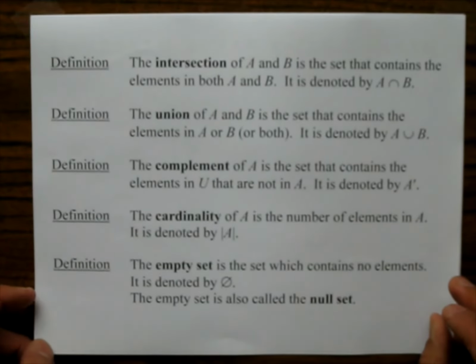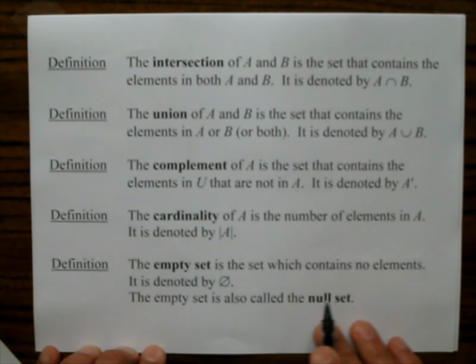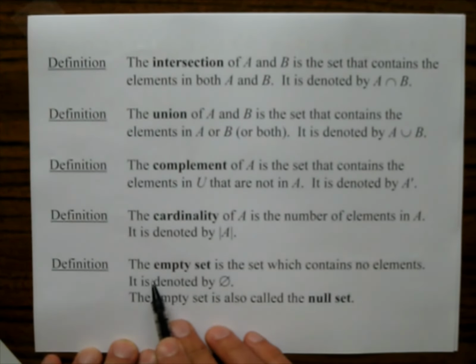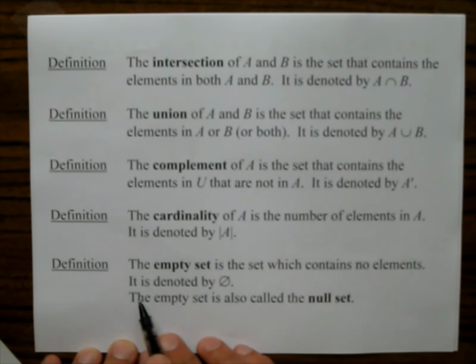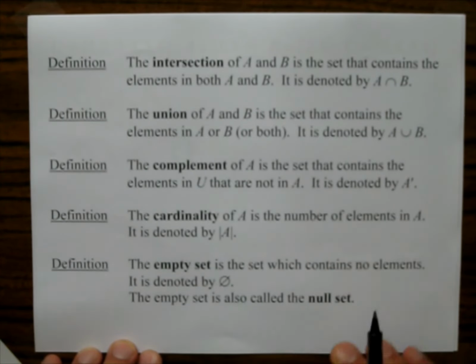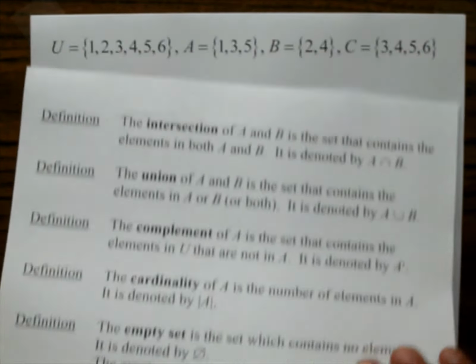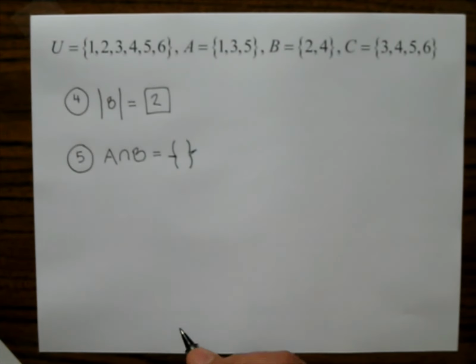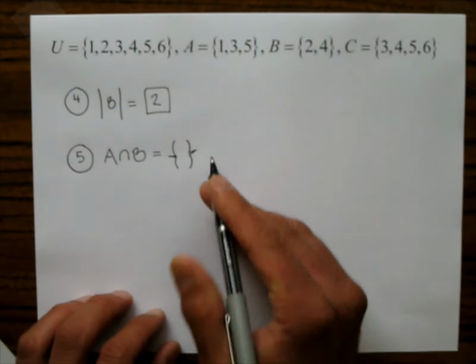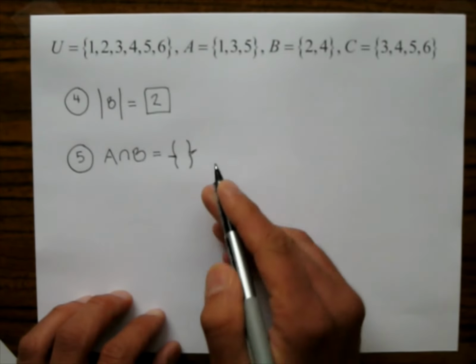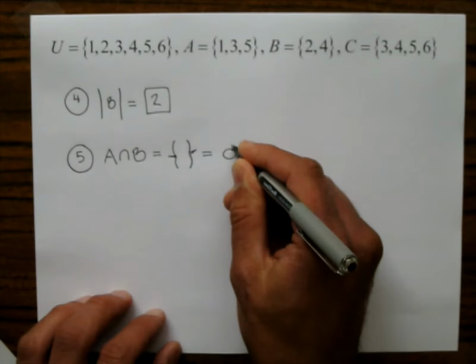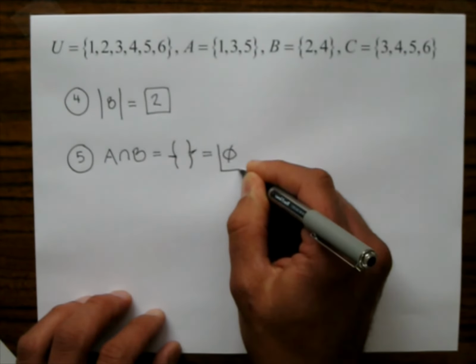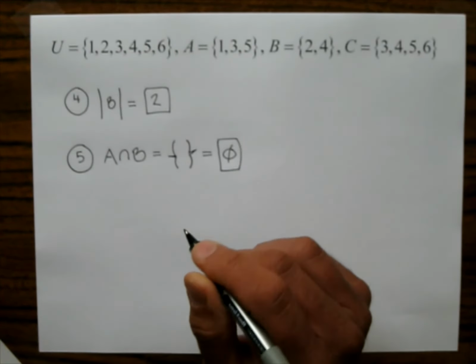And our set contains nothing is our last definition here. We'll include this definition sheet within the PDFs. The empty set is the set which contains no elements. It has a symbol. It is denoted by that thing. The empty set is also called the null set. So when we get our final answer on this, this is acceptable, put in the braces with nothing in the braces. But this is what you're going to see a lot more. And so that's the empty set.